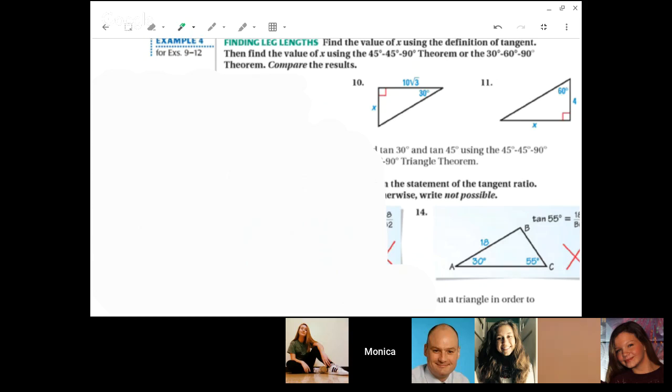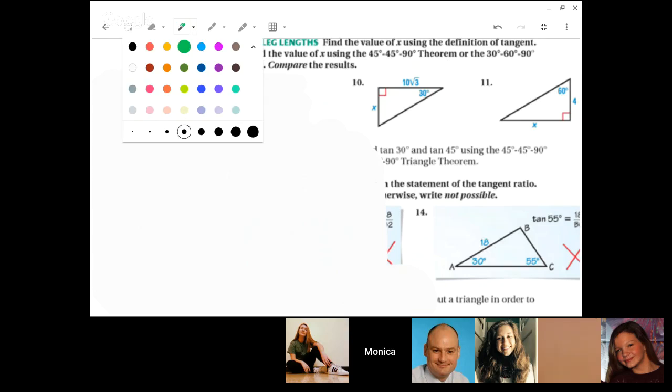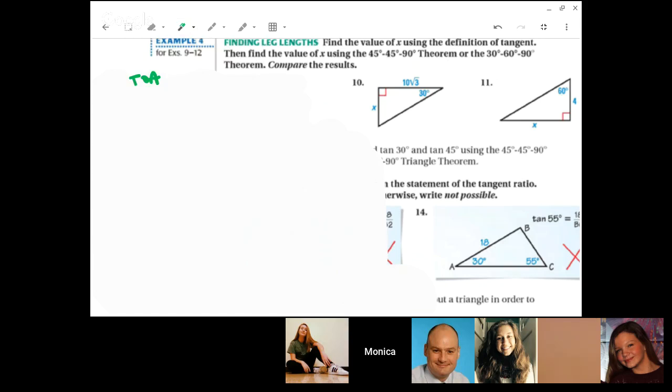So on 10, we're supposed to find the value of x using the definition of tangent, which is our TOA, or tangent equals opposite over adjacent. And then we're also supposed to find the value of x using the 30, 60, 90 tic-tac-toe thing, okay? So let's do this one first.